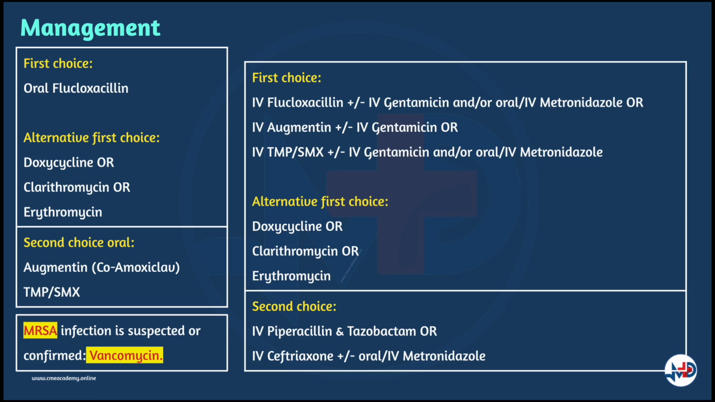Co-amoxiclav with or without gentamicin, or co-trimoxazole with or without gentamicin, or metronidazole are the other alternative first-line intravenous antibiotics. Second choice antibiotics for severely unwell patients would include piperacillin and tazobactam or ceftriaxone with or without metronidazole. And if methicillin-resistant Staphylococcus aureus infection or MRSA is suspected or confirmed, vancomycin can be added to the regimen.